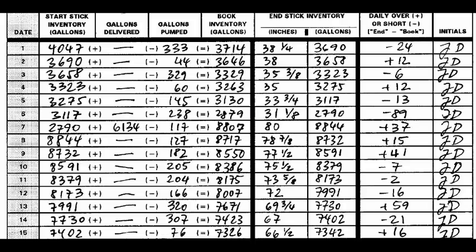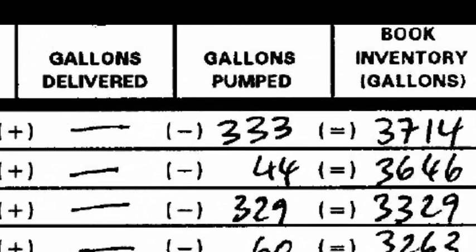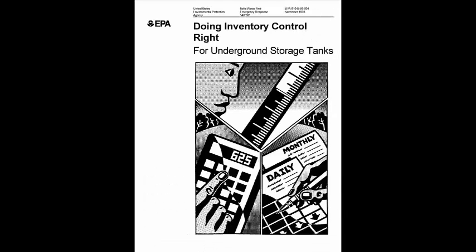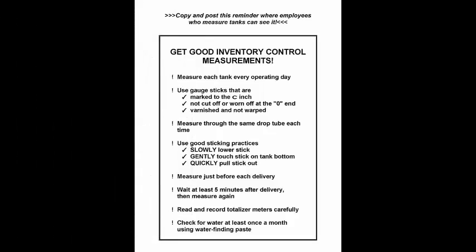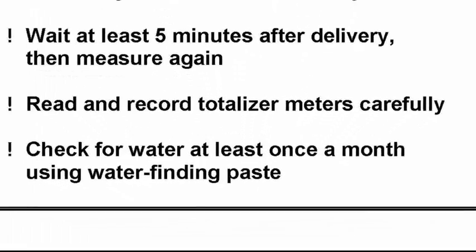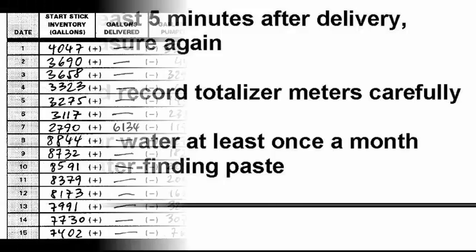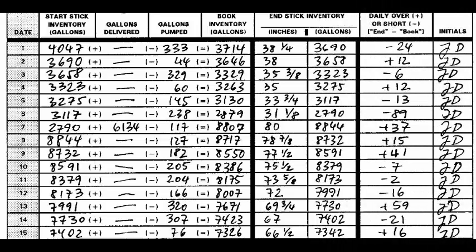Record the amount pumped and fuel deliveries. After taking measurements, these are recorded onto daily inventory worksheets. Utilize a daily inventory worksheet, equivalent to the one found in Doing Inventory Control Right, US EPA. Additionally, operators must ensure on a daily operational basis someone records the inventory volume measurements of the regulated substances for inputs, withdrawals, and any leftover amounts in the tank. After taking measurements, they must record them, making any necessary changes to the inventory records.